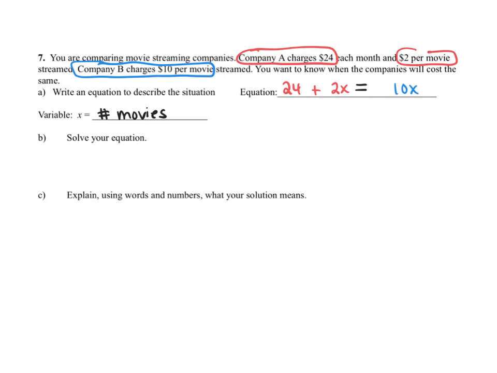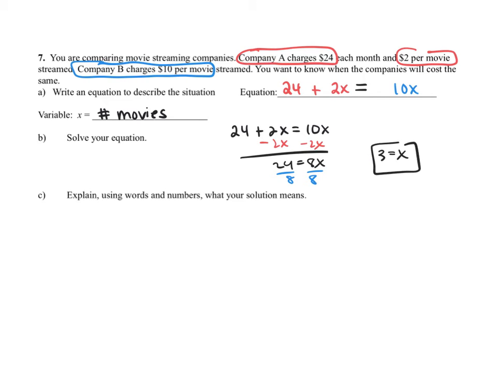Now I'm going to solve that equation. I'm going to rewrite it down here, just so I have some room. 24 plus 2x equals 10x. I'm going to begin by subtracting 2x from both sides, which is going to get me 24 equals 8x. Divide by 8 on both sides will get me 3 equals x. That's going to be my solution.